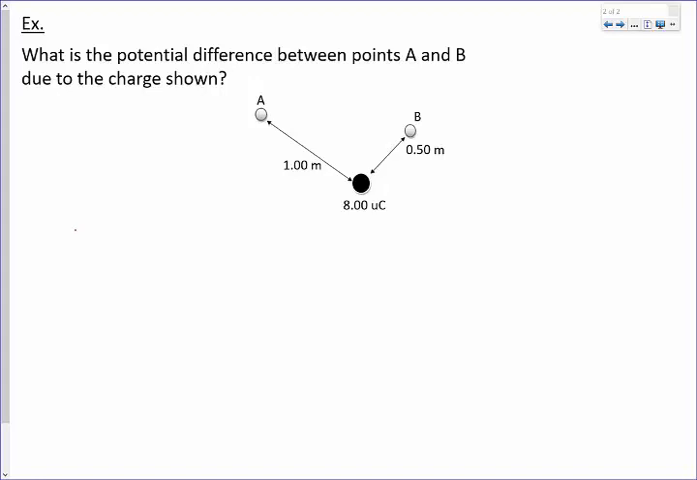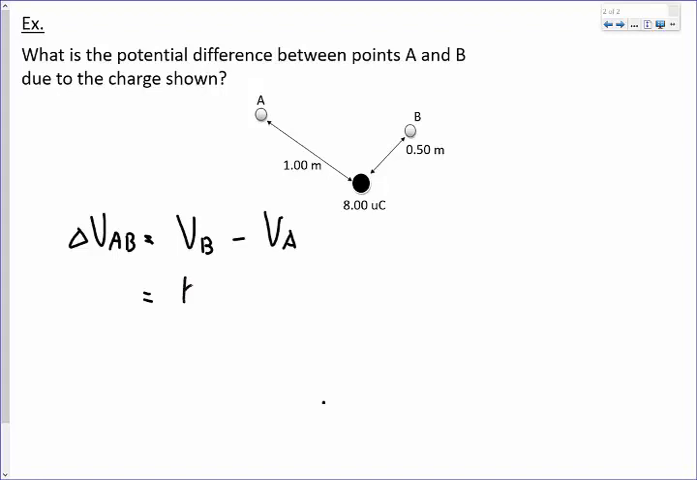So to do this, pretty straightforward. Use that equation. We want to find the potential difference from A to B, which is really just finding the electric potential at B, and we minus the electric potential at A. Now we did electric potential already. We have an equation for electric potential. Now remember, we're talking electric potential, not electric potential energy.